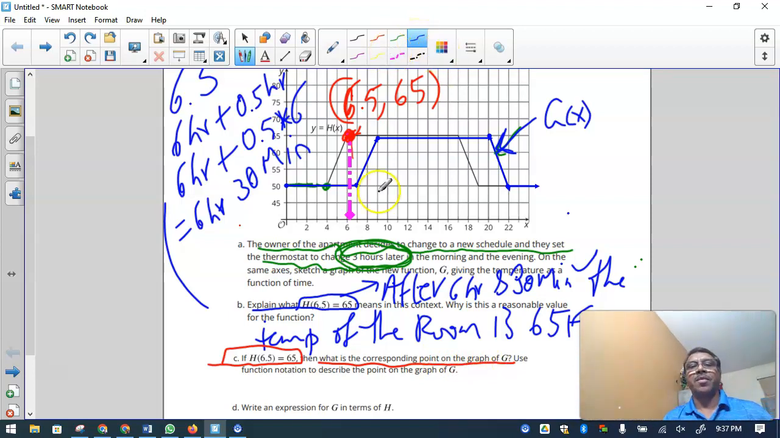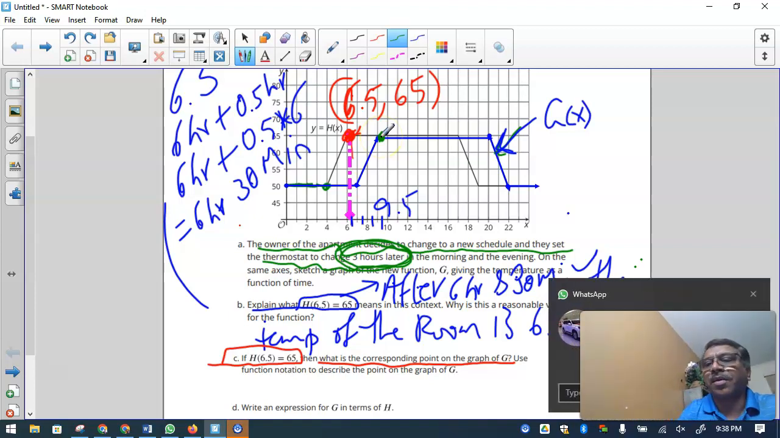So now I'll have to move from this, this is 6.5, that's 7.5, then 8.5. So it will be 9.5. And that point will be somewhere here. So this will be the corresponding G graph, the temperature.